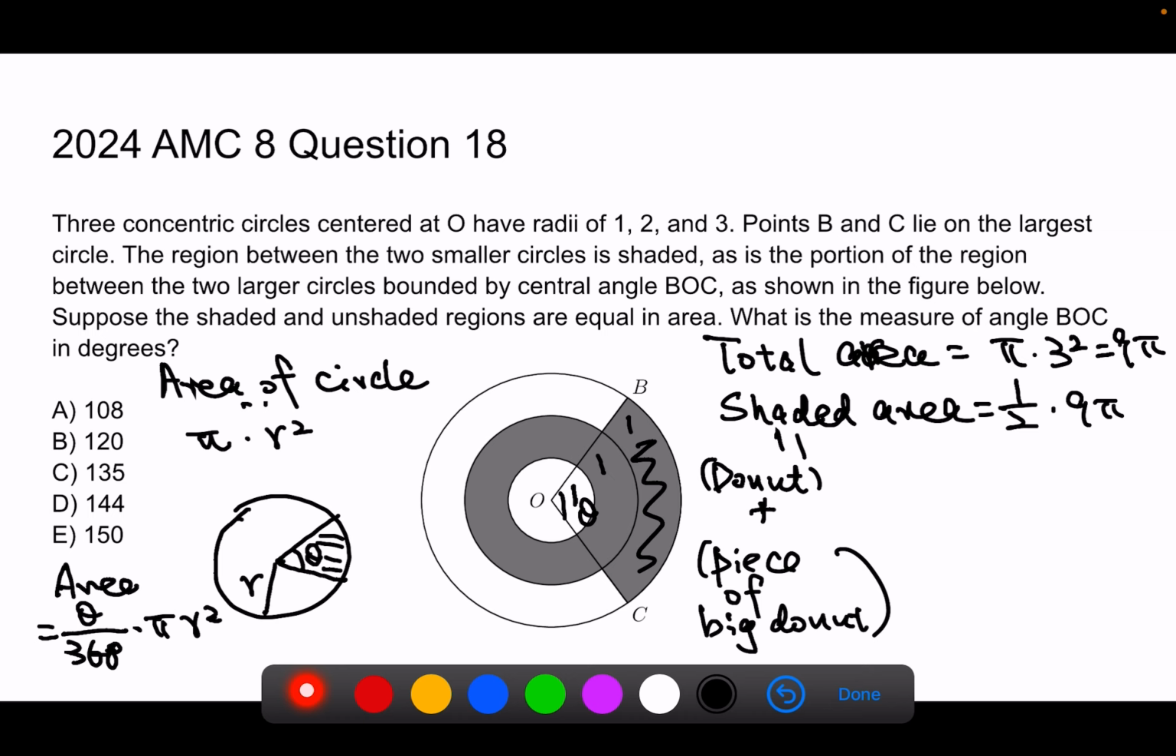Now, what is the area of the donut in the middle? And I want to say, be careful here. It is not pi times 2 squared. Why? Because the center piece is missing. So be careful here. The donut's area is equal to pi times 2 squared, which is the second circle, but the center is taken out, so you need to minus pi times 1 squared. This is going to be 3 pi.